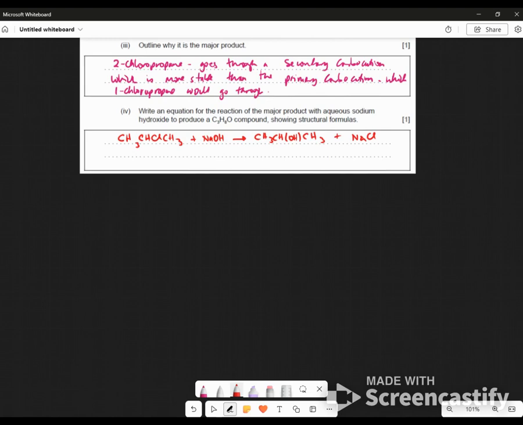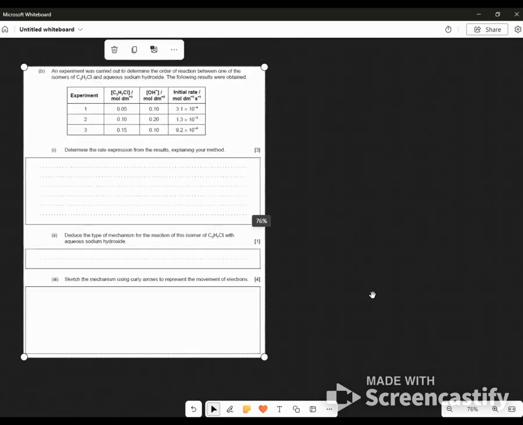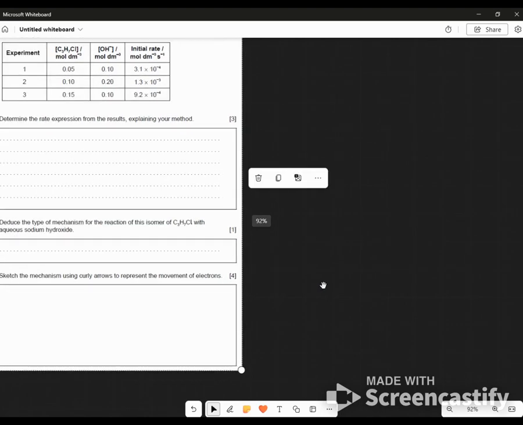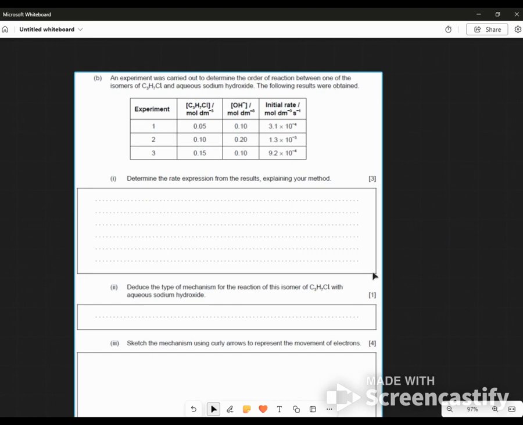All right, let's have a look at the next one. This one looks like a rate question. I didn't realize it was going to be this long, guys. I'm sorry, I didn't want it this long, but never mind. Right, there we go. An experiment was carried out to determine the order of reaction between that isomer and hydroxide. The following results were obtained. Determine the order from the results, explaining the rate expression.